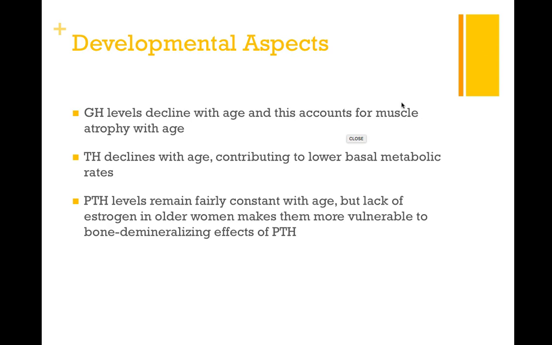The last thing we'll discuss are developmental aspects. Our growth hormone levels are going to decline as we age, and this is going to account for the muscle atrophy that we'll see as we get older. Our thyroid hormones are also going to decline with age, which contributes to our lower basal metabolic rates, and our parathyroid hormone levels are going to stay pretty constant with our age, but as women age, we are going to start to have a decrease in our estrogen, and that will make women more vulnerable to bone demineralizing effects of the parathyroid hormone.